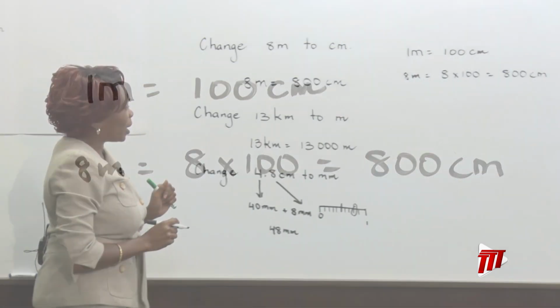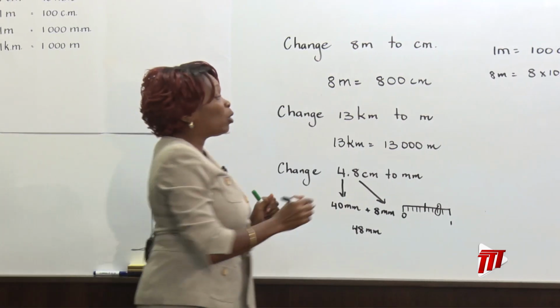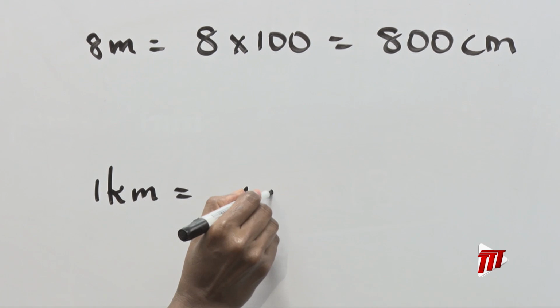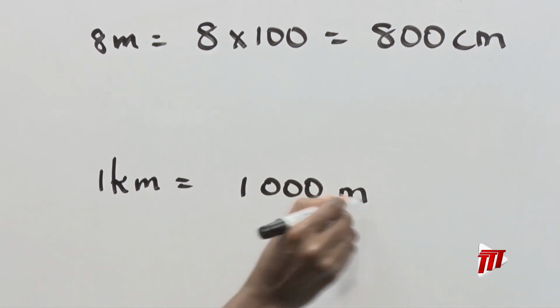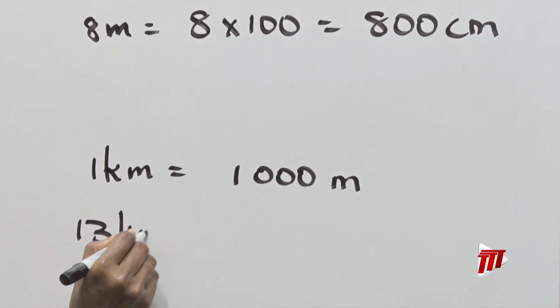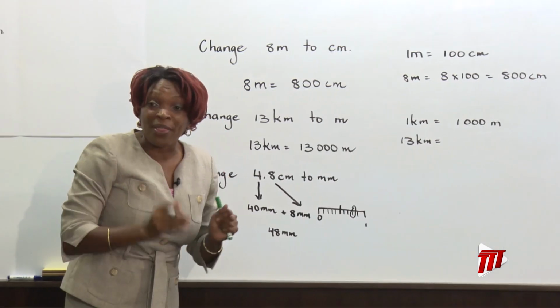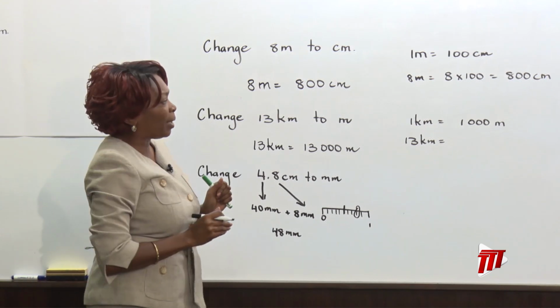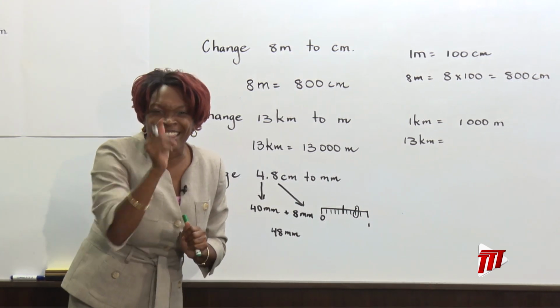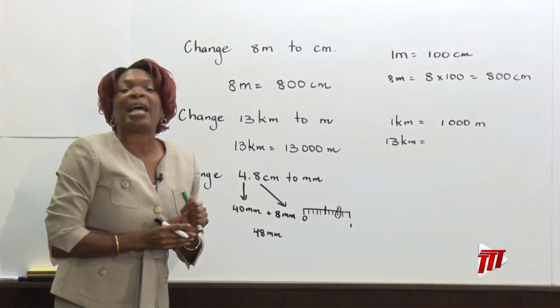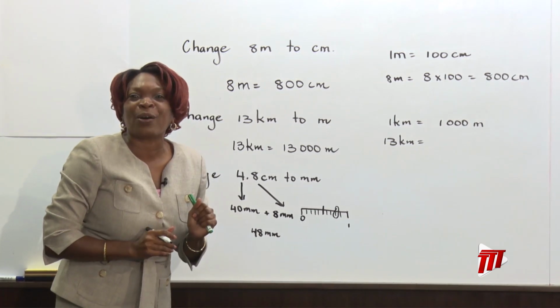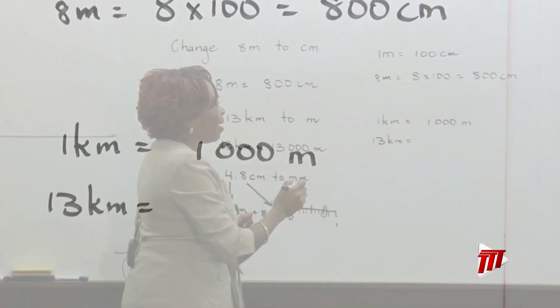Let's try it with the next one. 1 kilometer is equal to 1,000 meters. What about 13 kilometers? Are you going to count 1,000 thirteen times? We did that already. What can we do? There you have it. We are going to multiply our 13 by 1,000. Are you seeing it now? Yes, you are.